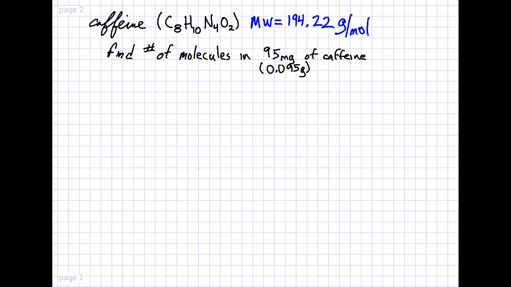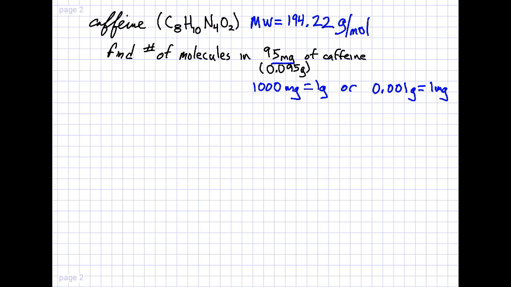So there's a few things that we would have to do before we got going on this problem. The first is we would have to convert milligrams to grams. So we would have to use the conversion factor of 1,000 milligrams in 1 gram, or we'd have to know that there are 0.001 grams in a milligram, and both of these statements are equivalent. The other thing that may be required of you is to find the molecular weight.